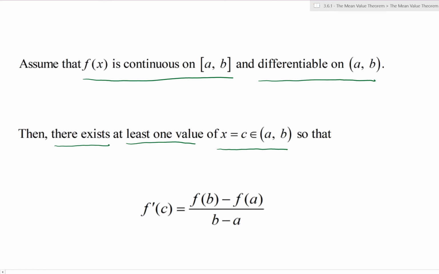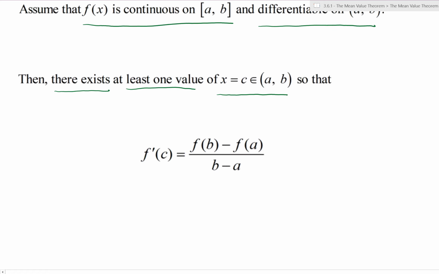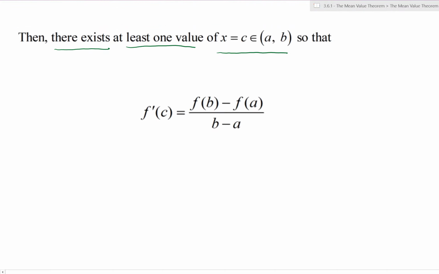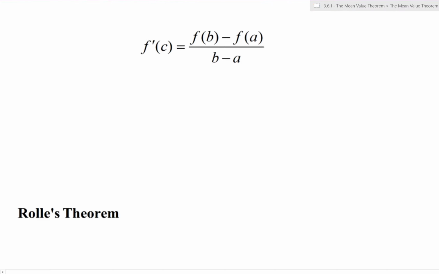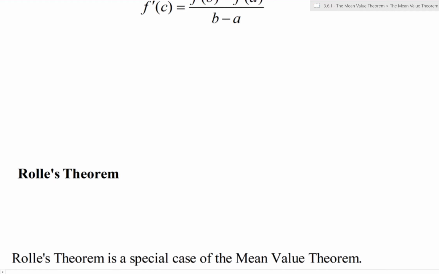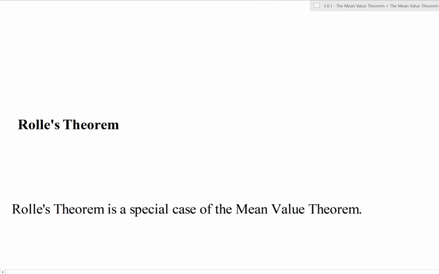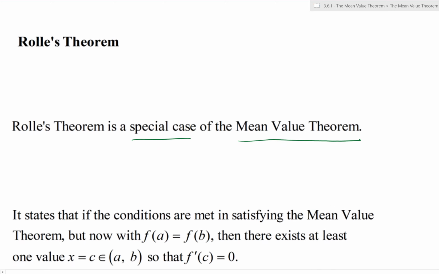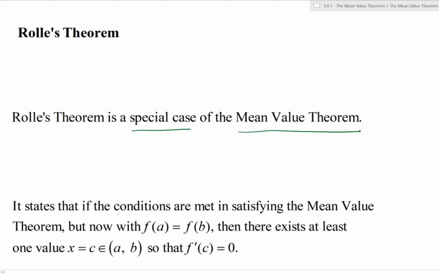Now, we're not going to prove this theorem in this video, but you can hopefully get the idea of why this might be true by looking at the example. There's a special case of this theorem called Rolle's theorem, a special case of the mean value theorem. Basically, all the conditions for the mean value theorem are met, except the only difference is the values of the function at the endpoints a and b are the same value.